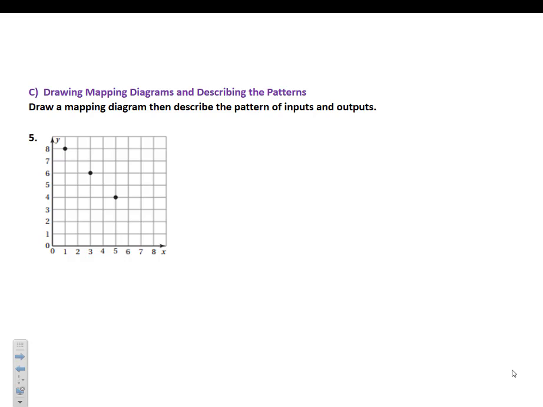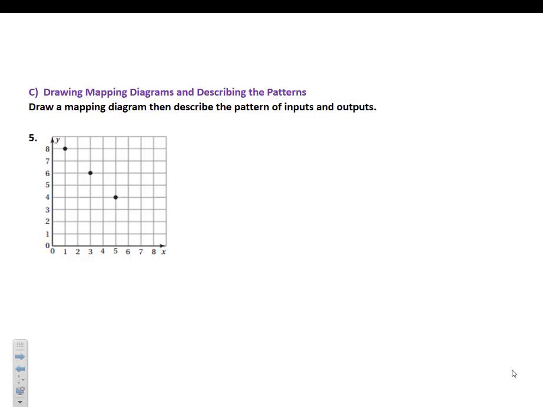And welcome back to video 2 of lesson 6.1 on functions. Ladies and gentlemen, we're going to draw mapping diagrams and we're going to describe their patterns. So draw a mapping diagram and then describe the pattern of inputs and outputs. Please make sure your pens and pencils are down. You are looking and listening first, and then we'll move from there.